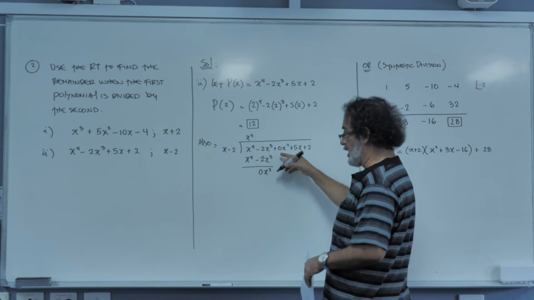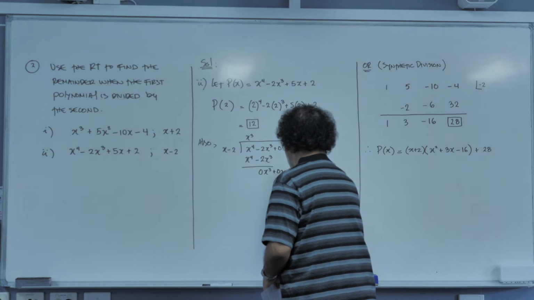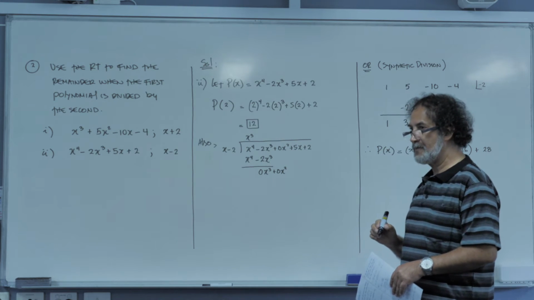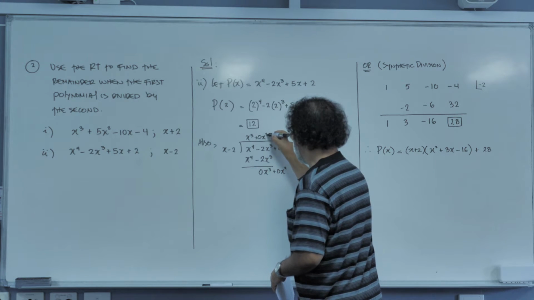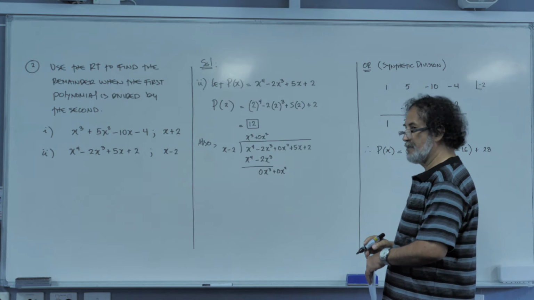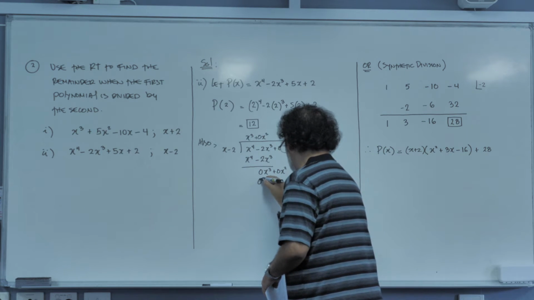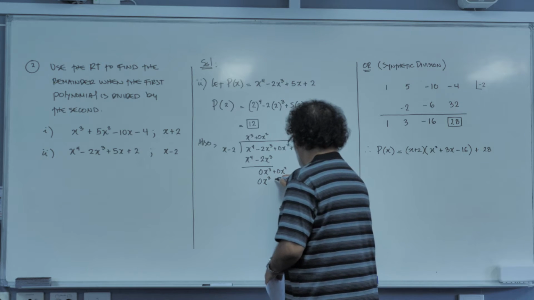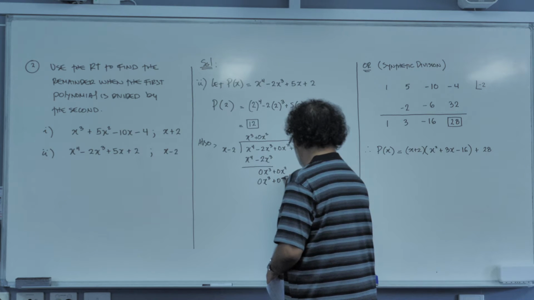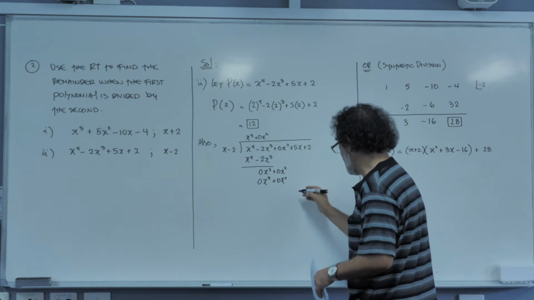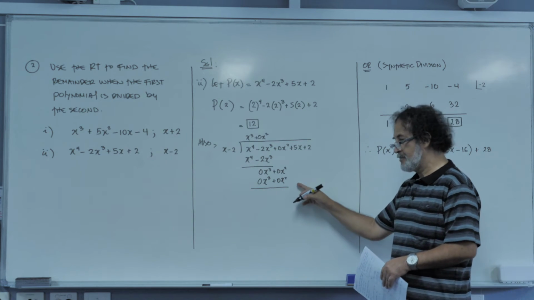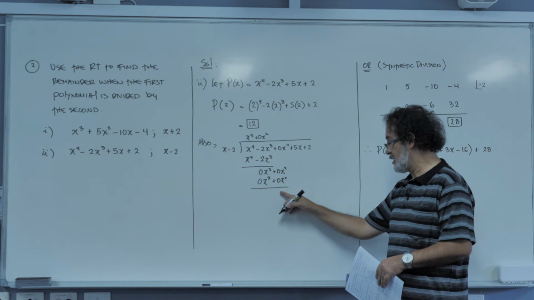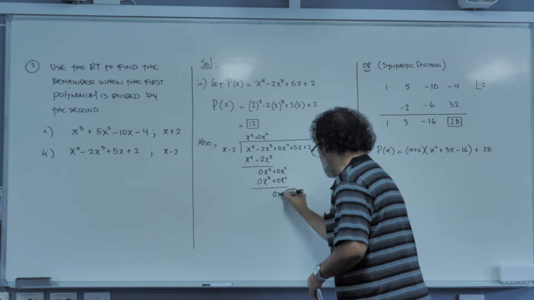Okay, and then we're going to bring the next one down. So the next one down is 0x squared. All right? And then, obviously, in here we need to multiply by 0x squared. Okay, and then we're going to just do the multiplication. So we're going to have x cubed, and in here we're going to have 0x squared. Okay, and then we're going to do the same. And you can see that in here we're going to have 0x squared.